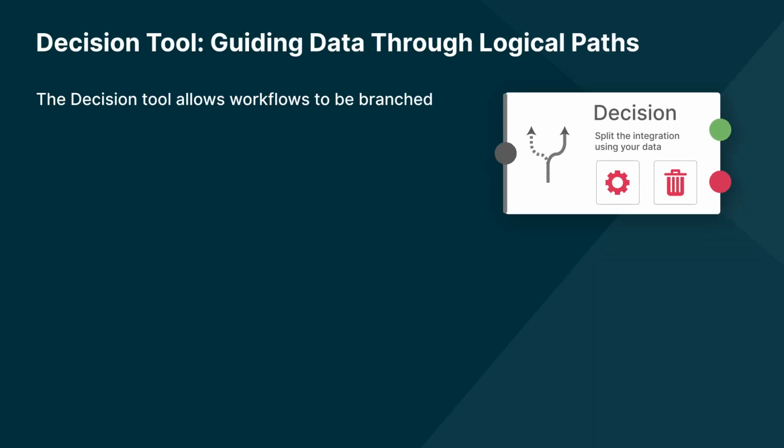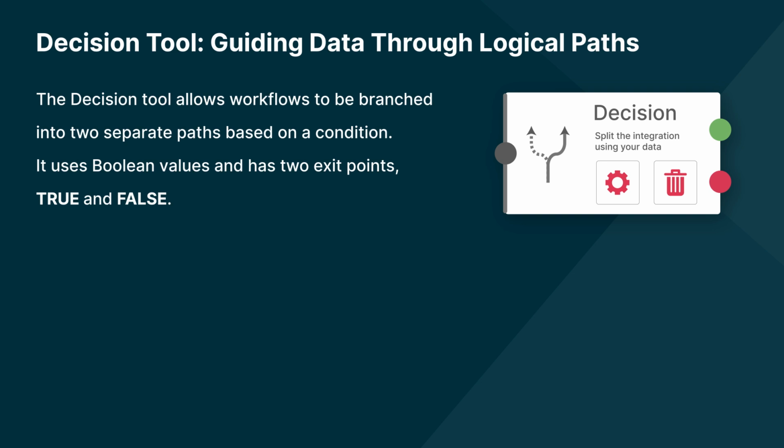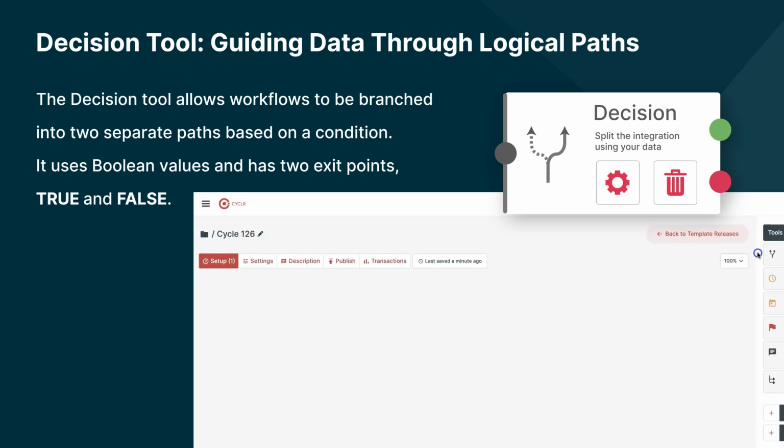Decision tool, guiding data through logical paths. The decision tool allows workflows to be branched into 2 separate paths based on a condition. It uses Boolean values and therefore has 2 exit points, true and false.